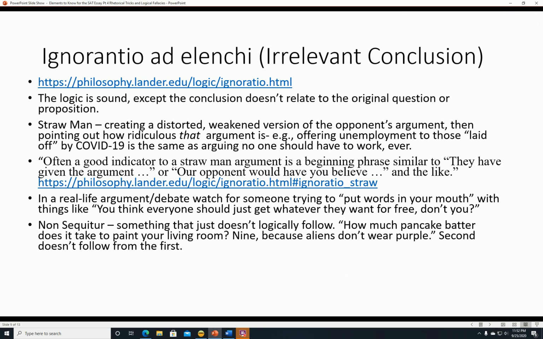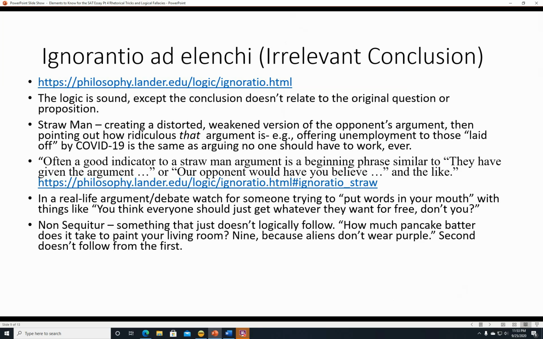So now we're here at ignoratio elenchi. I will admit I don't know how to pronounce that at all. That's an irrelevant conclusion. Well, that'd be a nice thing to name your kid. My kid is named Ignoratio. No, please don't do that. Anyway, the logic is sound, except the conclusion doesn't really relate to the original question or proposition.